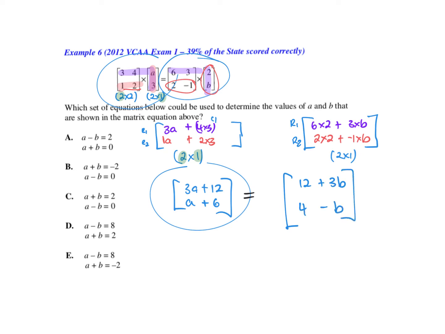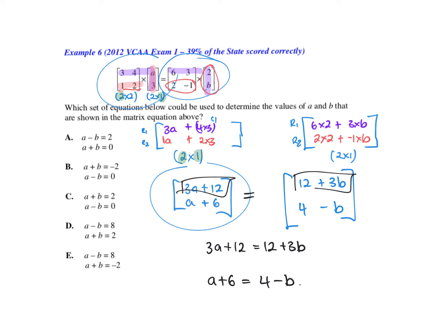So they're asking what equations you could write. When matrices are equal, that means the top element must equal that element. So I could write 3a plus 12 equals 12 plus 3b. And then I could write the other one: a plus 6 equals 4 minus b. What they've done is rearrange all the equations, and you can type that in.